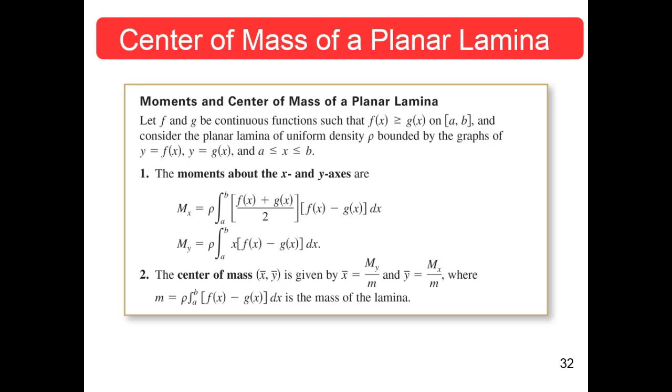So we did, it's a lot like the shell method versus the disk method. This is the one that works best here. Stick with your dx's because everything is given in x. If they gave it in terms of y, then by all means do y, and then these two flip.